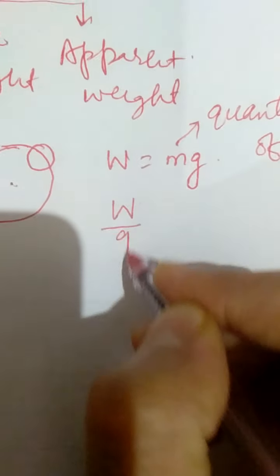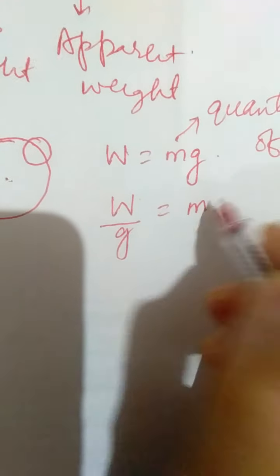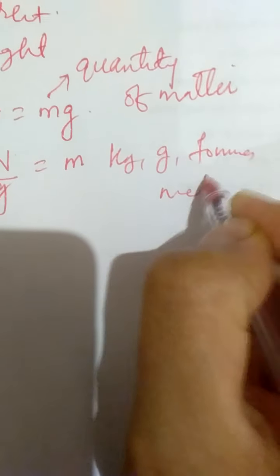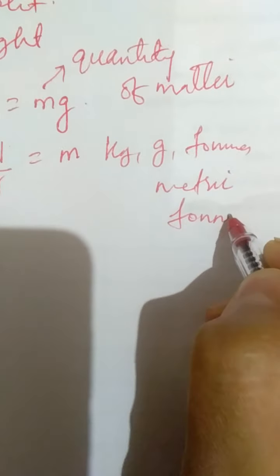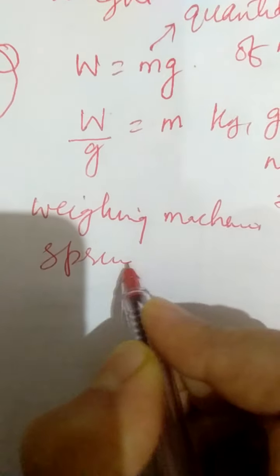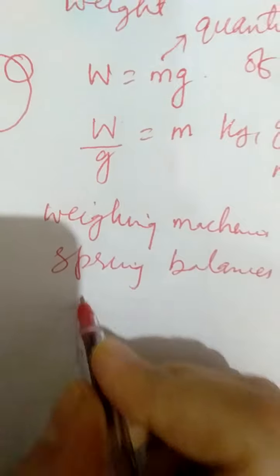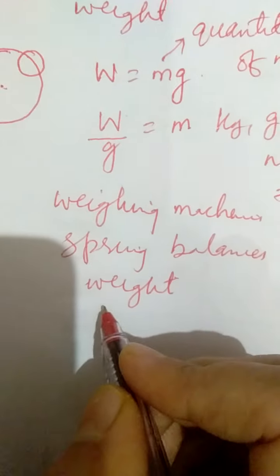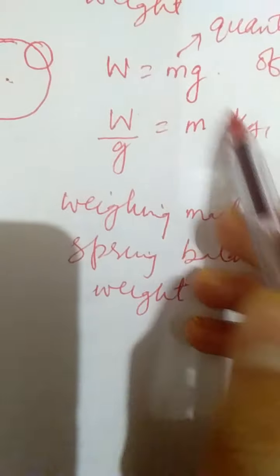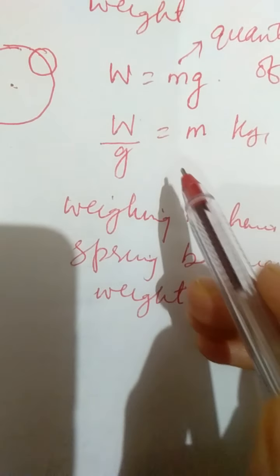If you have to find the mass of a body, obviously you will divide this weight by the acceleration due to gravity and you will get mass. Mass is measured in terms of kilograms, grams, tons, metric tons, and so on. Remember, all weighing machines and spring balances, etc., they measure the weight of an object. And when you divide the same weight with the acceleration due to gravity or with any acceleration with which the body is moving, you find the mass of the body. Again, I'm repeating that mass is the quantity of matter contained in a body.